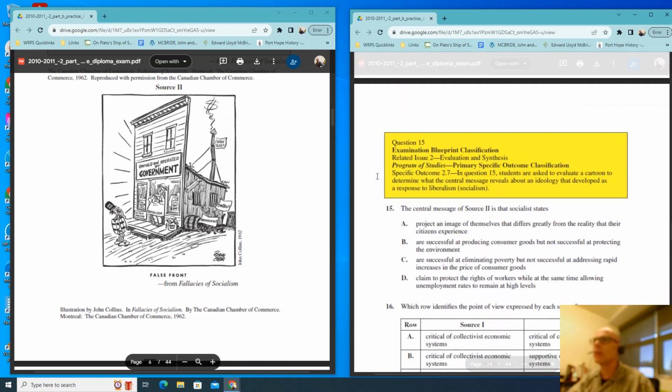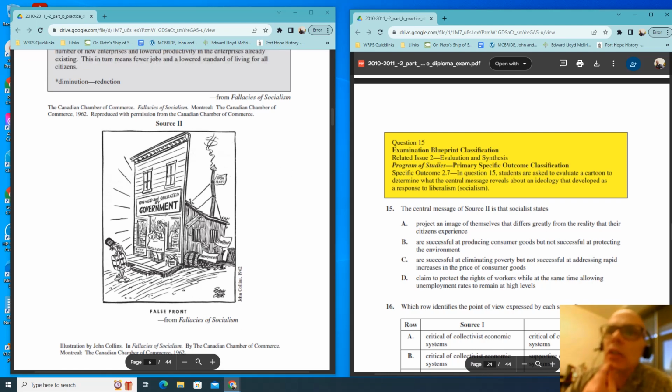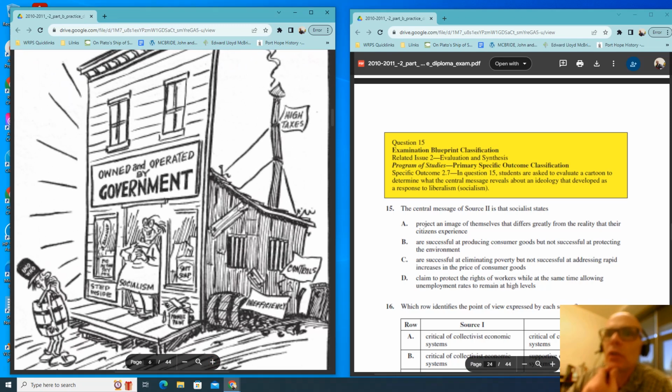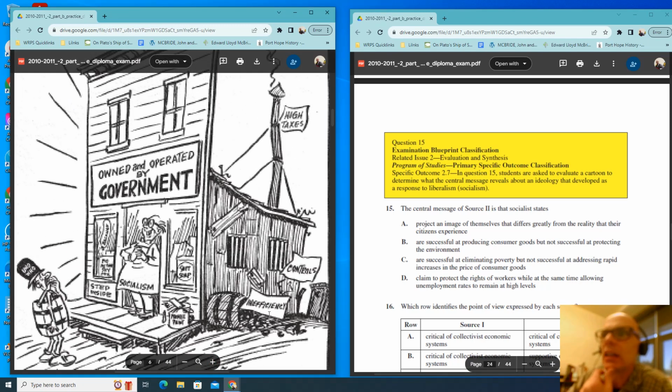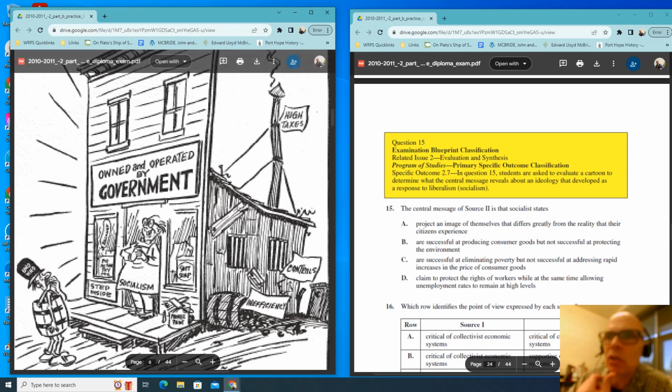All right. The central message of source 2. So we've got this cartoon. And it says false front from the fallacies of socialism still. So, it's a fallacy, a false truth. We're going to zoom in a little bit here. So we've got socialism, step inside. We've got controls and high taxes. We don't want high taxes. It's inefficient. I can't say for sure what that says. It almost looks like it could be a vulgarity. I don't think it would be, though. Owned and operated by the government.